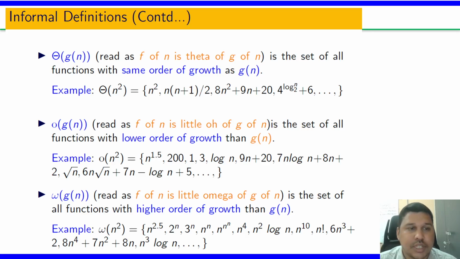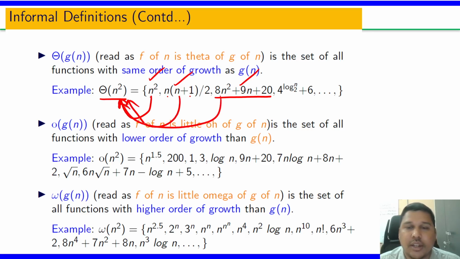Okay, so see the example. What is the order of growth of n square? It is n square only. What is the order of growth of n into n plus 1 by 2? It is n square. What is the order of growth of 8n square plus 9n plus 20? It is also n square. See, all of these are equal to n square. In those cases, you have to use theta notation.